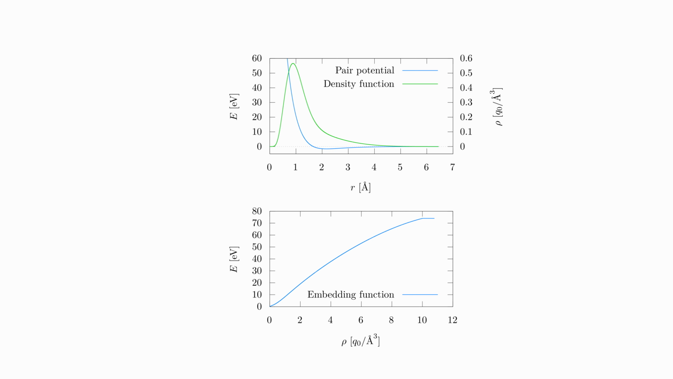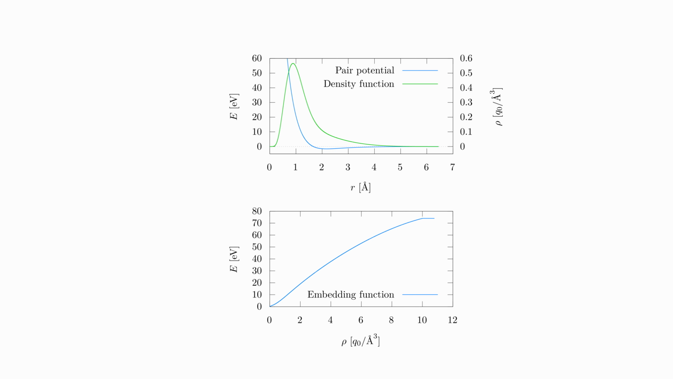The second one, drawn in green, is called the electron density function. It describes the contribution an atom makes to the electron density surrounding it. In practical cases, this function often does not reflect the actual electron density, but is seen purely as a fitting parameter and can even become negative. Thirdly, there is the embedding function, shown in the bottom figure. Its job is to describe the potential energy of an atom due to the electron density at its current position.